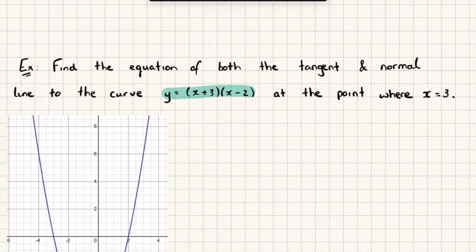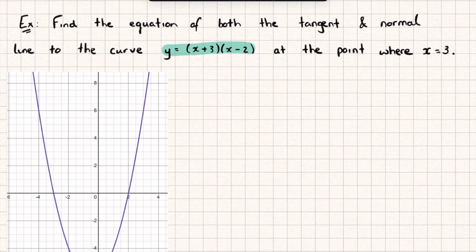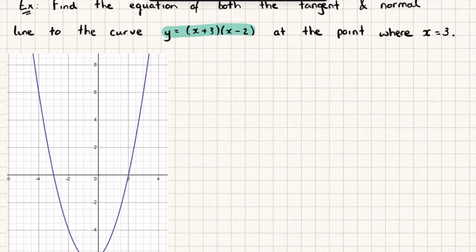Now, as a reminder, in case you've forgotten, a tangent line is a line that touches the curve at exactly one point, and it has the same gradient as the curve at that point as well. To visualize this problem, I've got a sketch of the curve here.